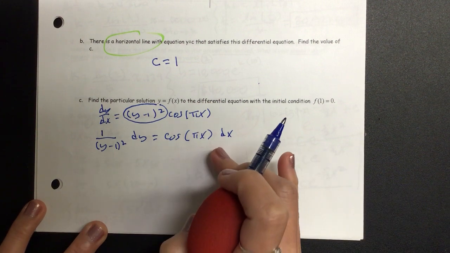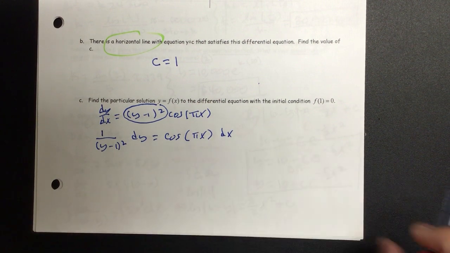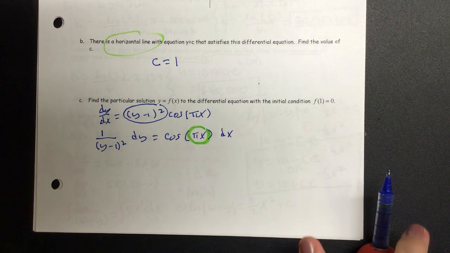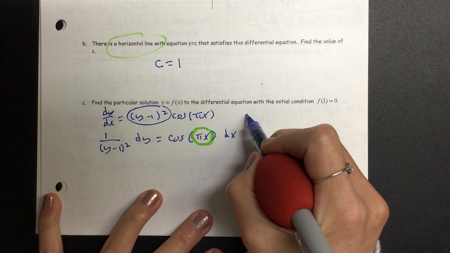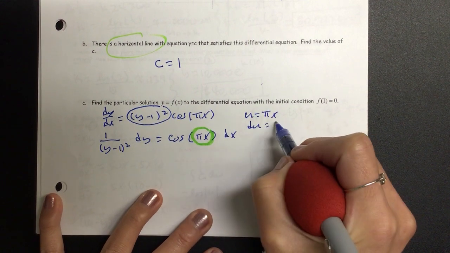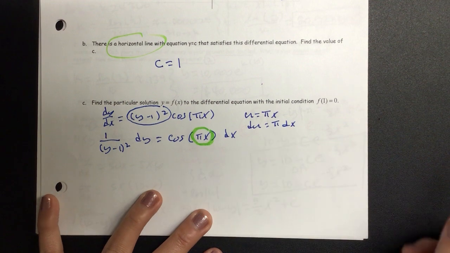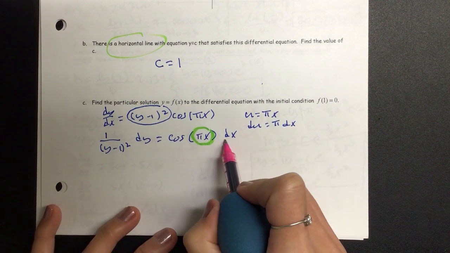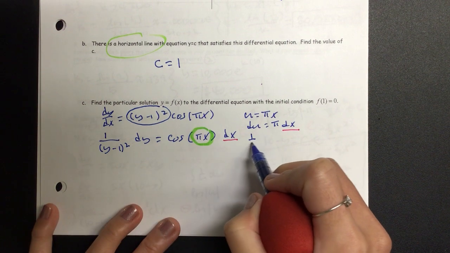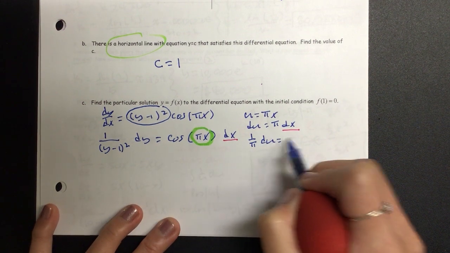Let's do the right side first. The right side is easier. On the right side, we're going to let u equal pi x. So we have u is equal to pi x, so du is equal to pi dx. So let's see if I'm satisfied. I have dx, but I do not have what? So I'm going to move it over. 1 over pi du is equal to dx.